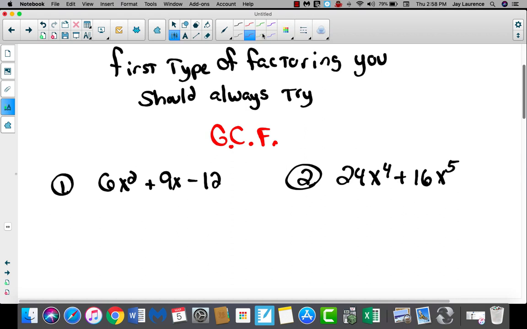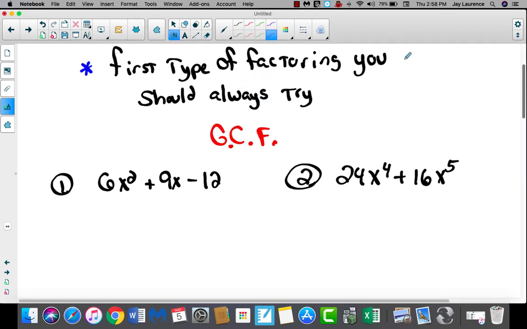So I'm looking for a GCF here. Now, did I mention that this is the first type of factoring you should always try? Always try. I don't care what the situation is. We're going to learn like 5 or 6 different types of factoring situations. You're going to have to practice a lot to know when to factor using which method. But the first type of factoring you should always try: GCF, greatest common factor. Always, always, always.